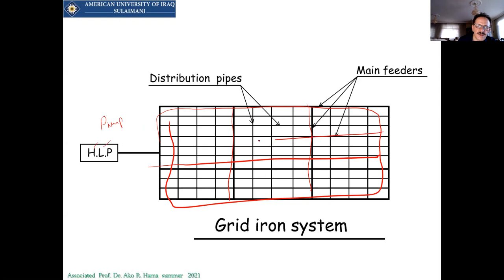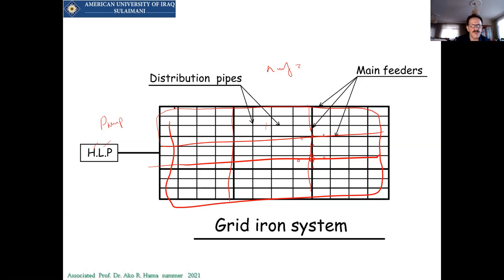So the red ones are the main pipes. Now look at the distribution pipes. Here's a distribution pipe. You have these, which are all valves. For each node, we have four valves around the node: 1, 2, 3, 4. So the number of valves is equal to the number of nodes times four.